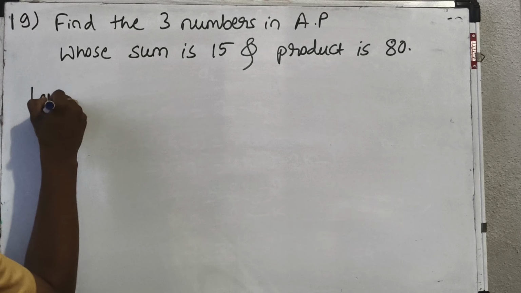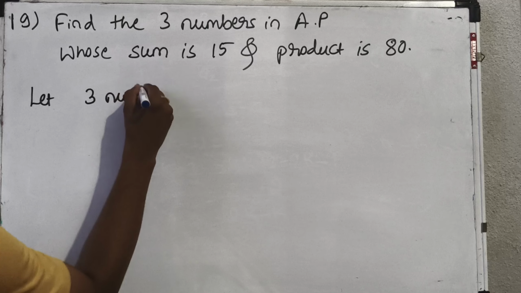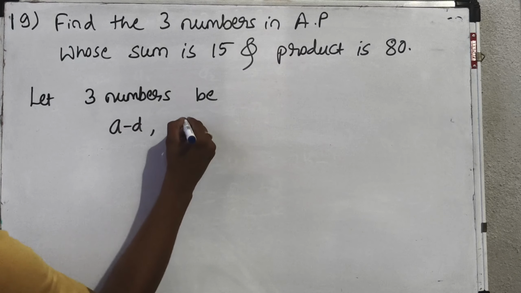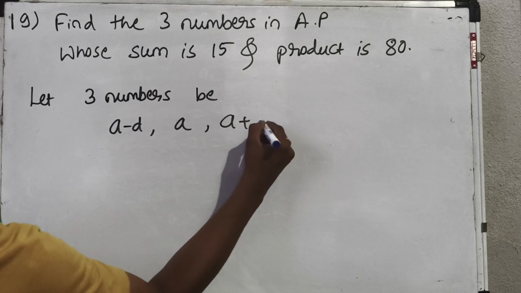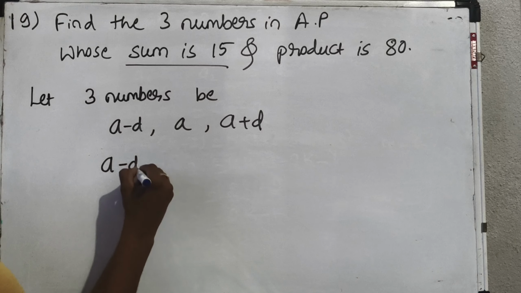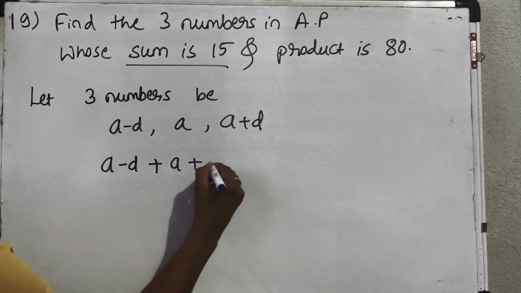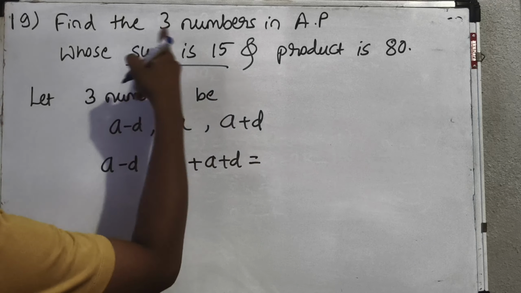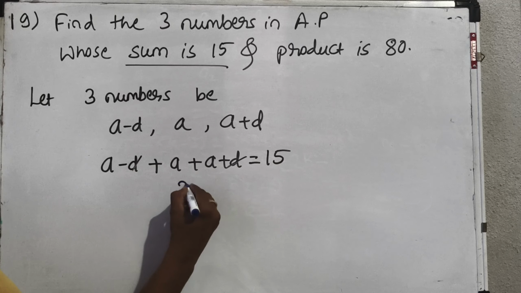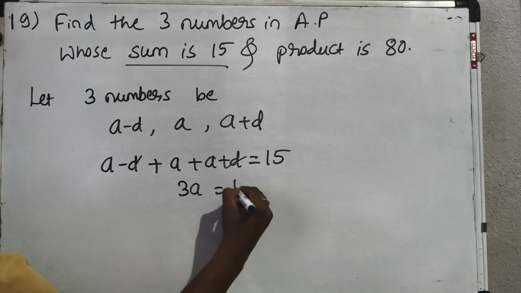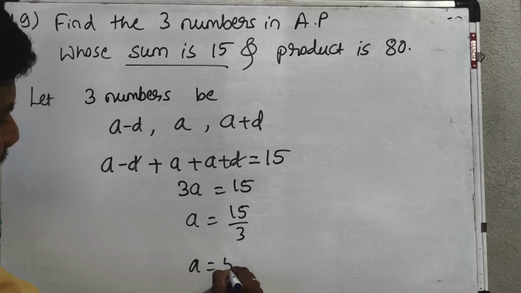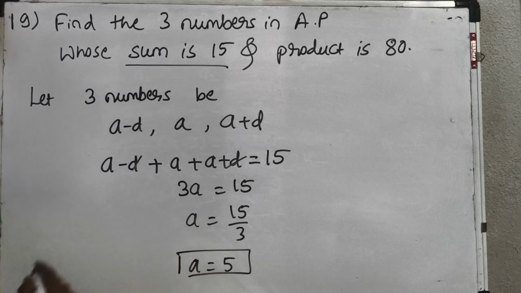Find the three numbers in AP whose sum is 15 and product is 80. Let the three numbers be a minus d, a and a plus d. The sum, he told, is 15. If we add all these, plus d minus d cancels, that is a plus a plus a, that is 3a is equal to 15. a is equal to 15 by 3, that is 5. The middle term of that AP is 5.